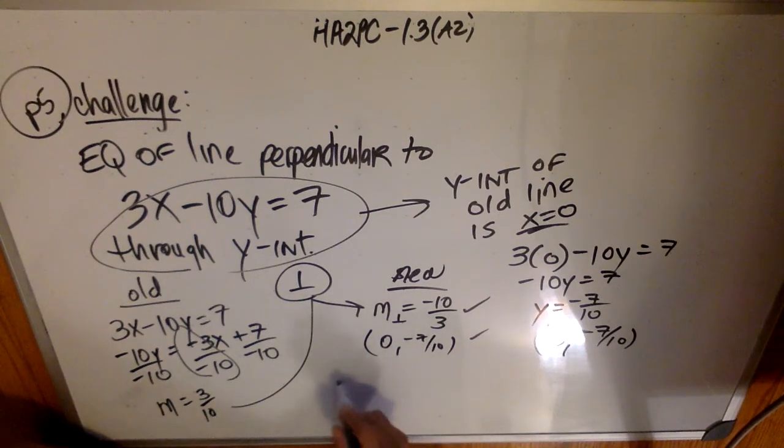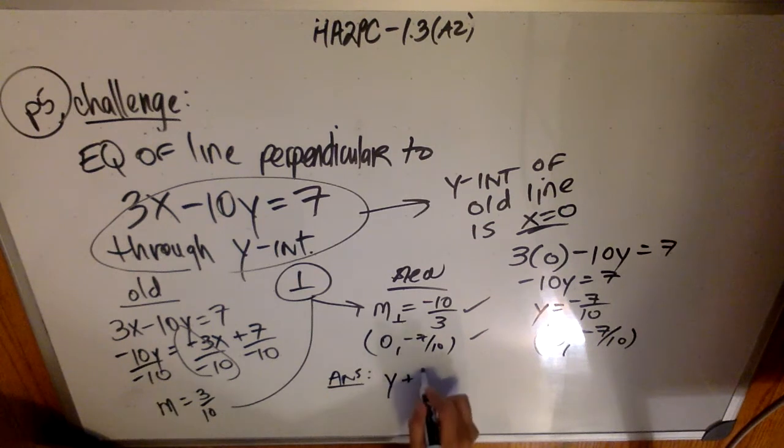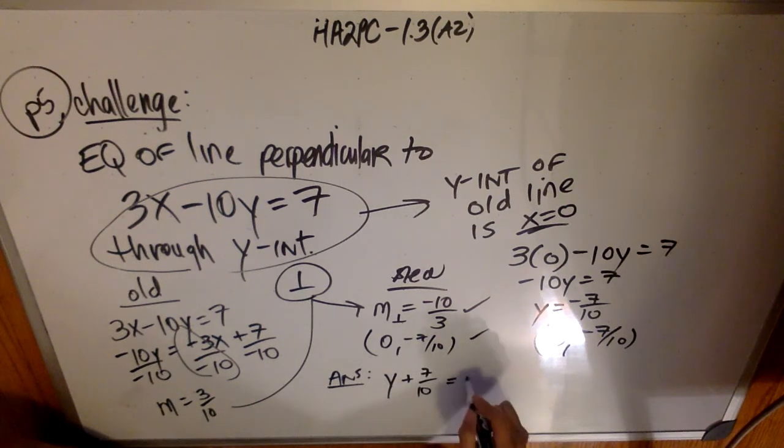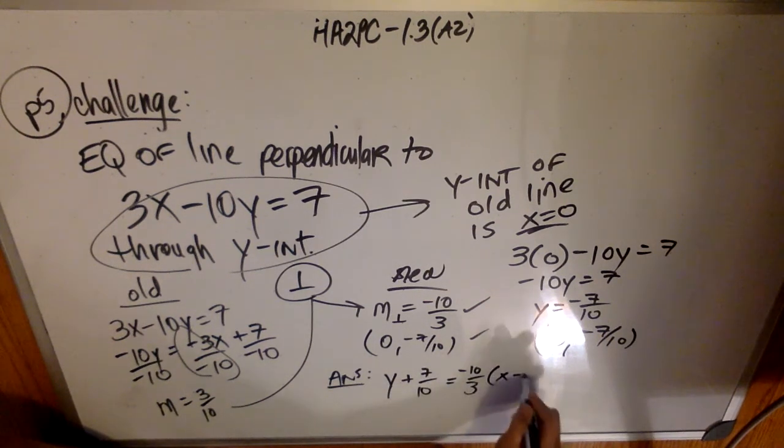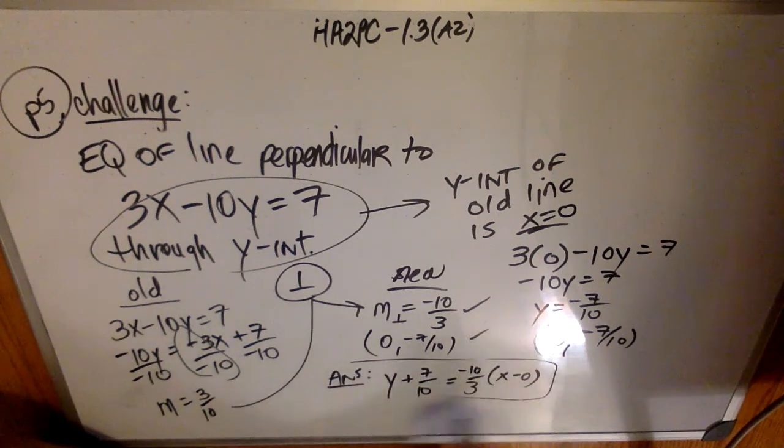So anyway, my answer is going to end up being y minus the y value, so y plus 7/10 equals my m, which is negative 10/3, x minus 0. And that answer's totally fine. If you want, you can subtract the 7/10 over and get y equals negative 10/3 x minus 7/10. Honestly, I just write x instead of x minus 0 because you could distribute and you just get a 0 there, minus 7/10, and that's totally fine too.